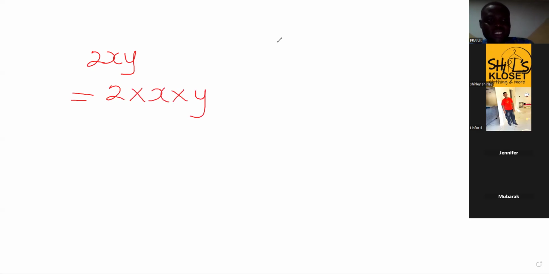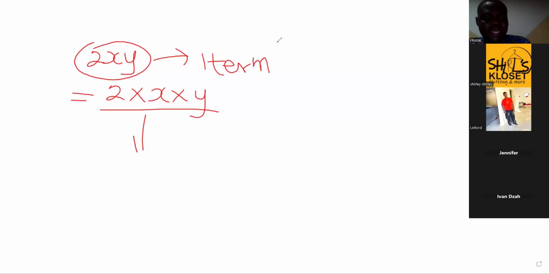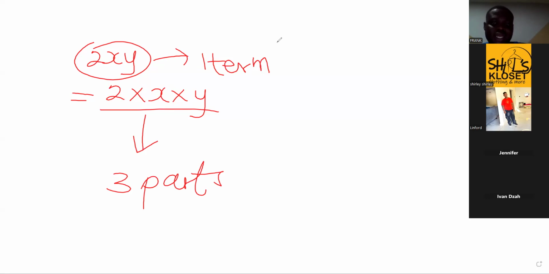So I say that 2xy has one term, but 2xy has 3 parts. The parts are 2, x and then y, in the sense that it is 2 times x times y. That gives you 2xy. So one term, but with 3 parts. That is a part of a term.